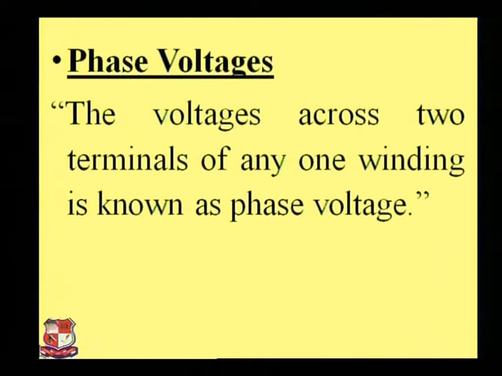First of all, the idea about the phase voltage. A polyphase circuit generally has 3 phases, 6 phases, but here we are talking about the 3-phase circuit. Generally the 3 phases are known as A, B, C, or you can say the R phase, Y phase and B phase. So what is the phase voltage? The voltage across the 2 terminals of any one winding is known as the phase voltage.